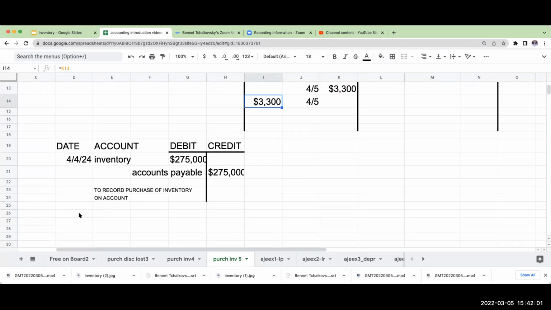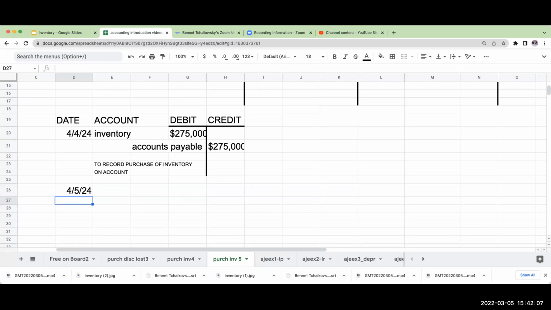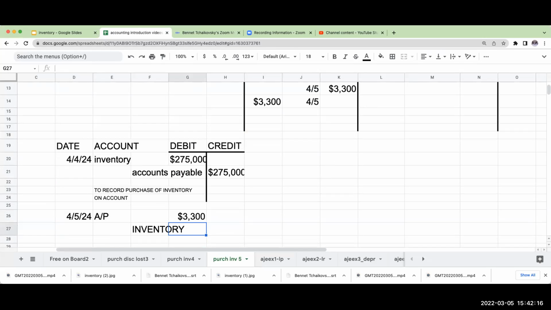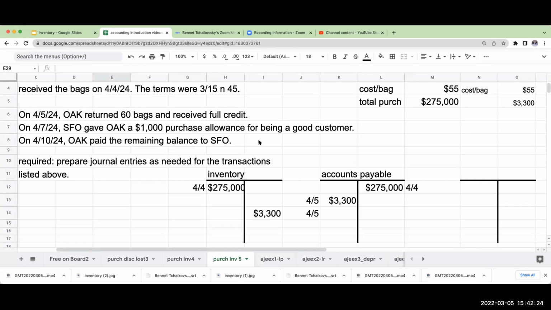So let's go ahead and make this into a journal entry while we're at it. I'm going to come down right over here. I have 4/5/24. I'm going to debit accounts payable and credit inventory, for 3,300 and 3,300, and this is to record purchase return. So that's what we're doing on April 5th.